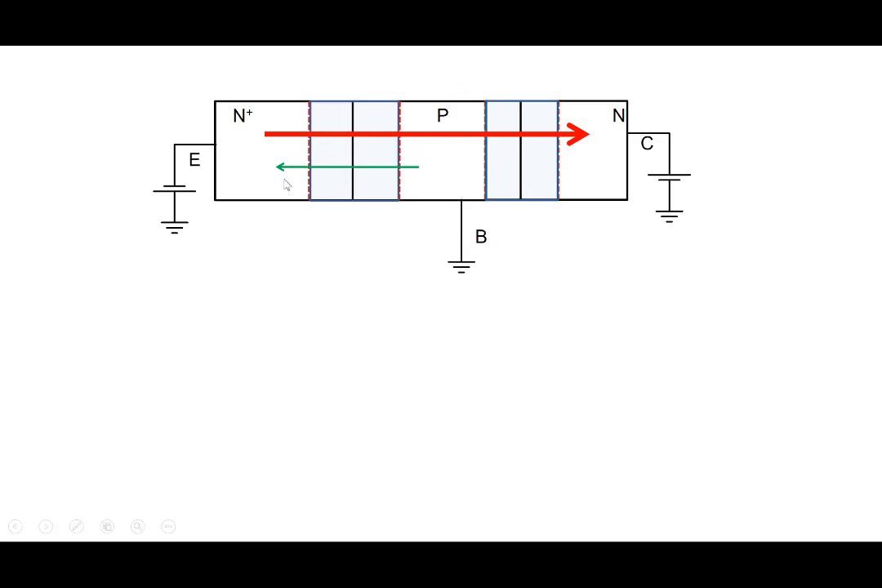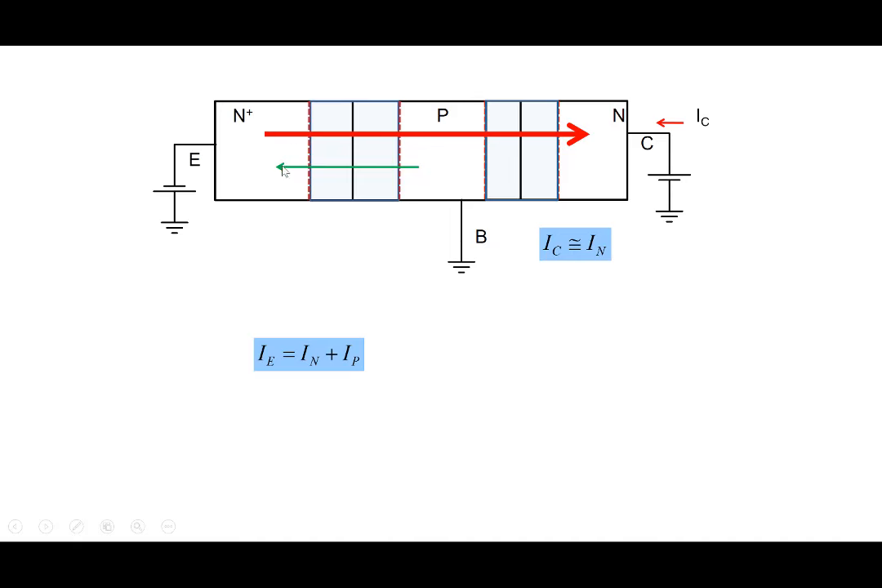And then these are the holes which are injected from P to N. And so collector current will be practically equal to this electron current here. Note that there are a little bit of holes that go from N to P, reverse bias current, but that's much smaller here. You can ignore it. So collector current is practically equal to this electron current here.